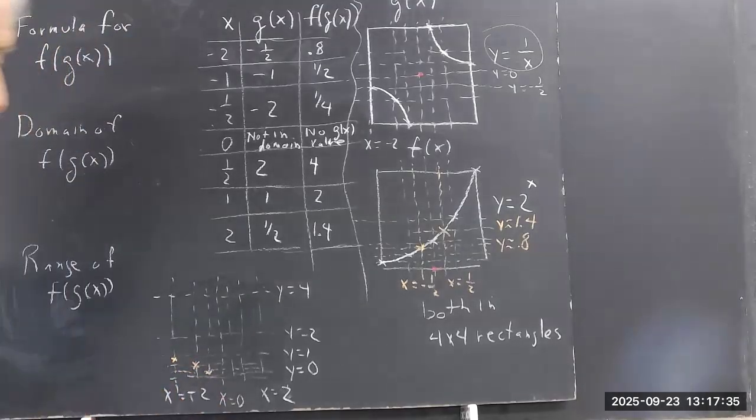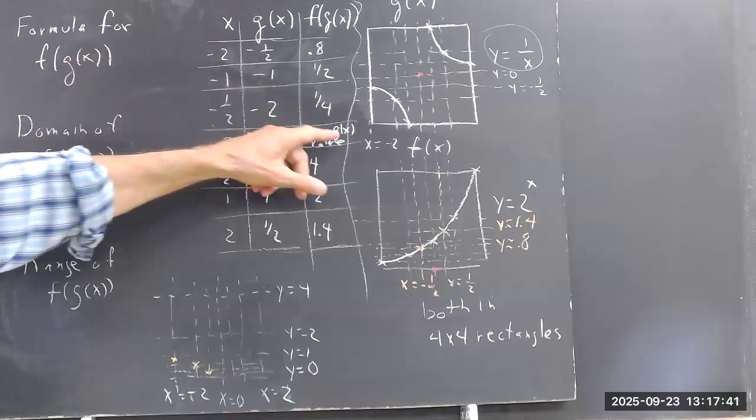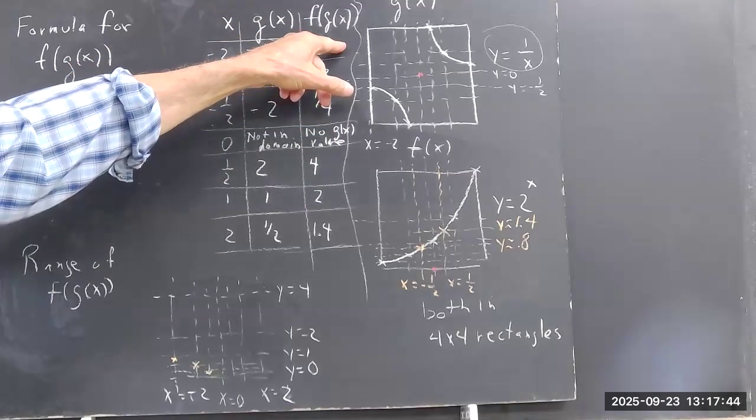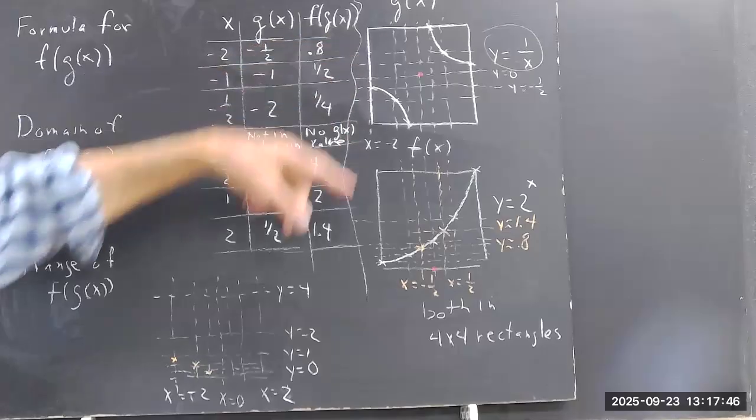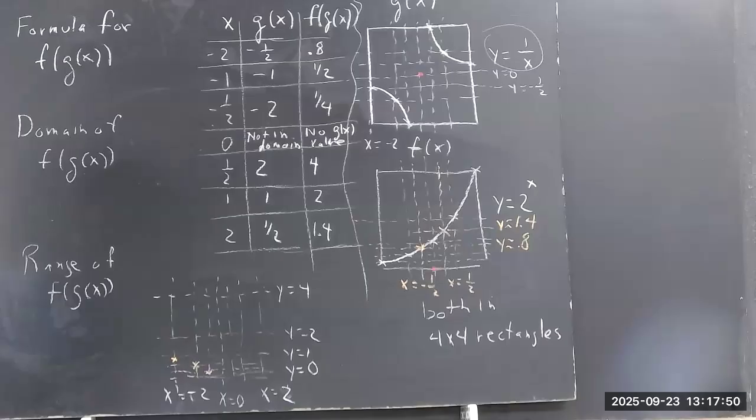When x equals 0, we don't get anything. Why not? Because we've got to go through g of x to get a value to plug into f, to get f of g of x. And there's no value of g of x when x equals 0.